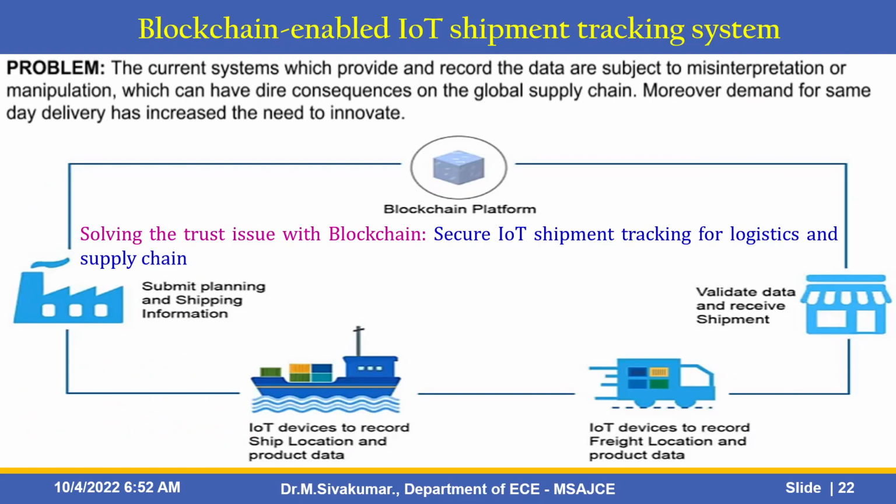Then, a blockchain-enabled IoT shipment tracking system. The current system that provides and records the data is subject to misinterpretation or manipulation, which can have dire consequences on the global supply chain. Moreover, the demand for same-day delivery has increased the need to innovate. This IoT-based shipment tracking system solves the trust issue with blockchain. Here is secure IoT shipment tracking for logistics and supply chain. In the shipment process, you submit planning and shipping information, then IoT devices record shipment locations and product data, then IoT devices record fleet locations and product data, and finally you validate and receive the shipment.